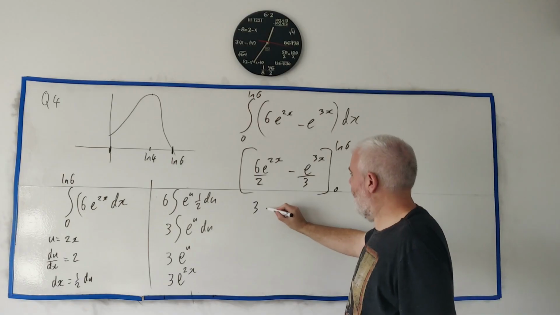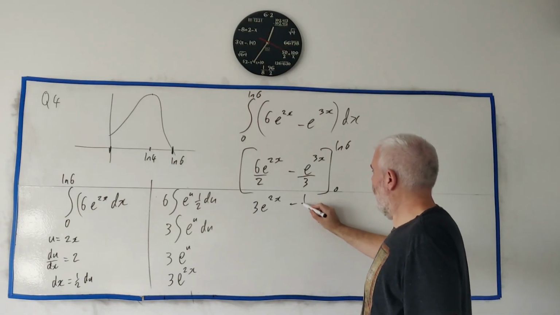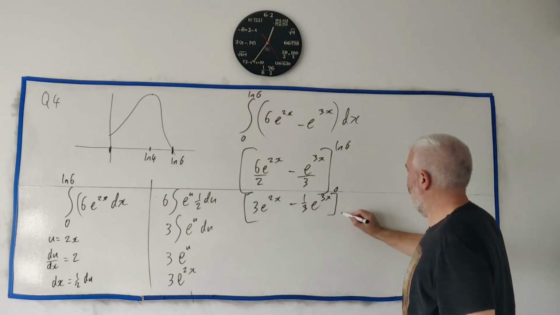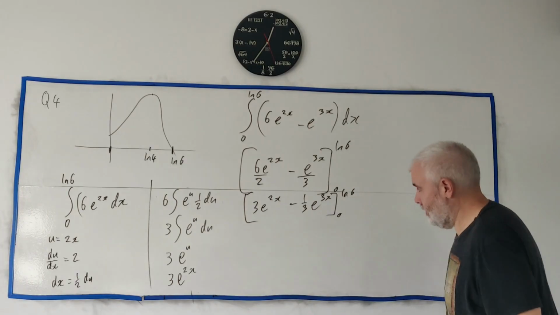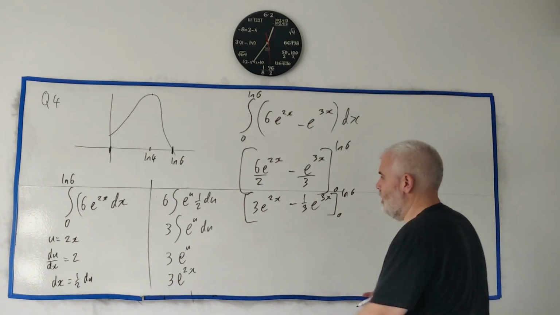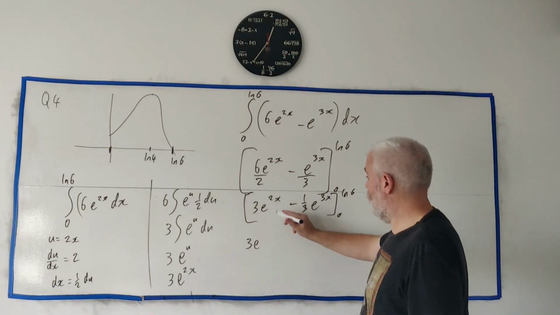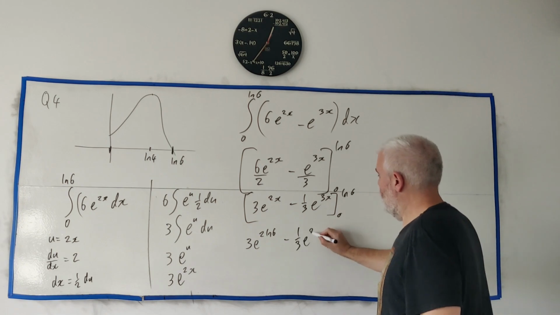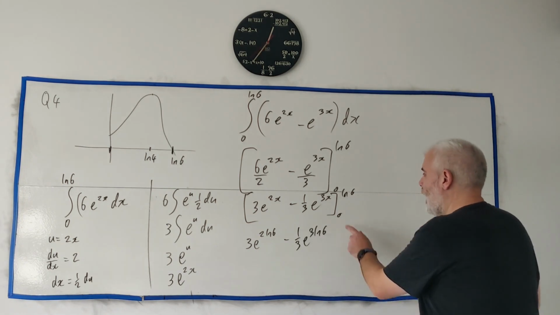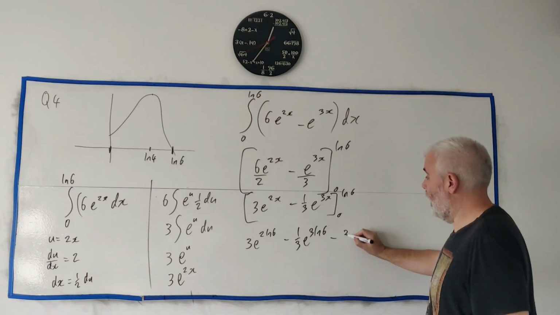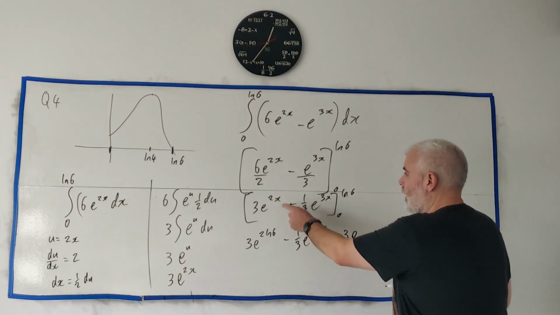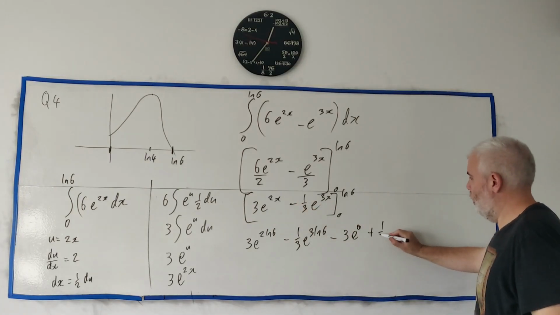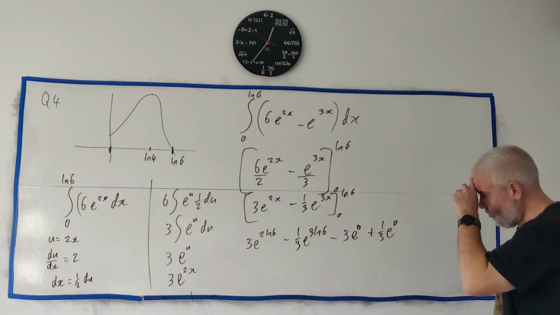We can clean this up slightly: 3e to the 2x minus 1 over 3e to the 3x. Again, this is evaluated between 0 and natural log 6. So let's just start filling this in. Natural log 6 goes in here: 3e to the 2 times natural log 6 minus 1 over 3e to the 3 times natural log 6. And then we put 0 in and we take that away. Minus 3e to the 2 times 0 is 0. Minus minus is a plus: 1 over 3e to the power 0.